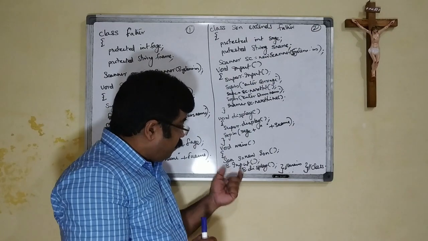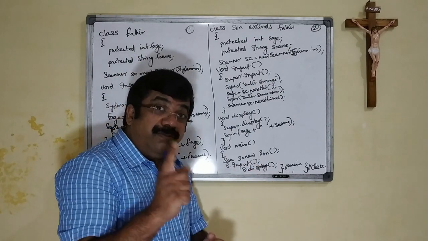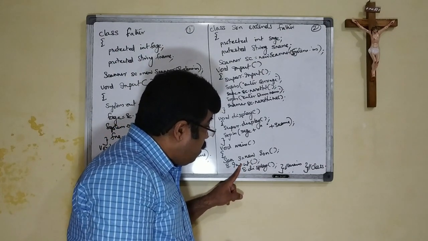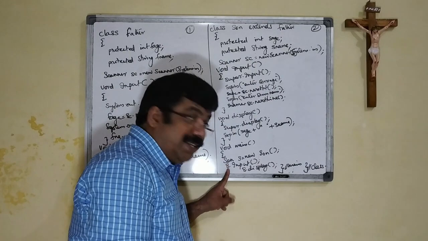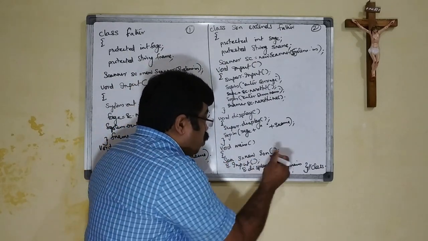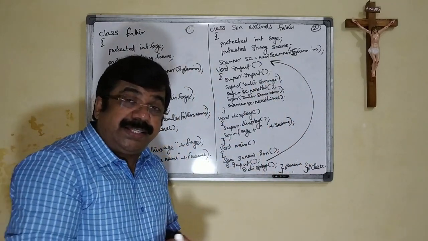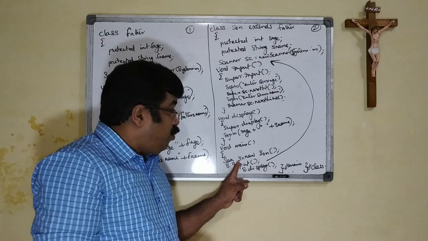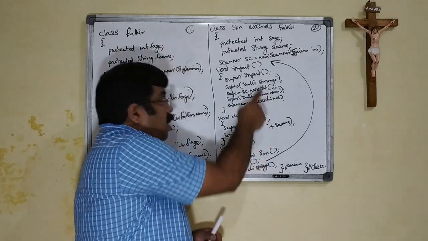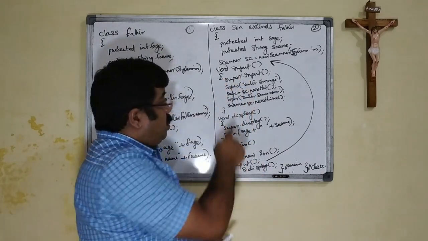Okay, now s.input. We are calling the function input by using the object s. That means the call will go to which function? To the current class input function. Okay, now let us go to the current class input function. What is the first statement?